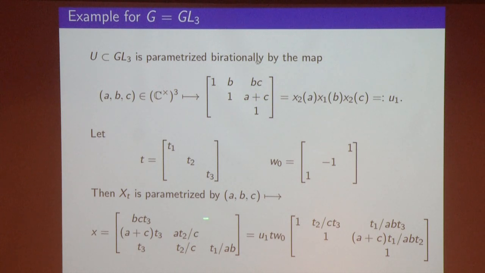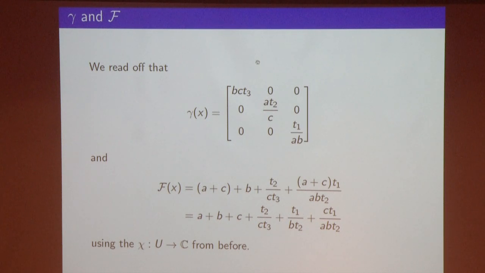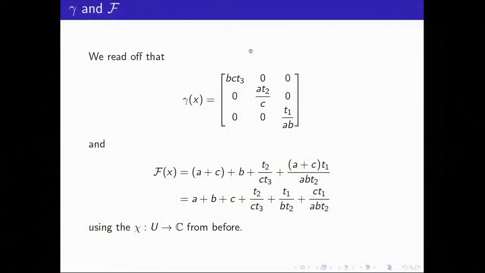So X_T is parametrized by triples of numbers a, b, and c. I'm not going to worry about the denominators, because all the formulae will be rational formulae. So X_T is parametrized by three numbers, and the matrix looks like this when you're given a, b, and c. T is fixed and W_0 is fixed. Then you can read off that gamma, the weight function, is just the diagonal entries, which is this diagonal matrix. And the decoration is this function.